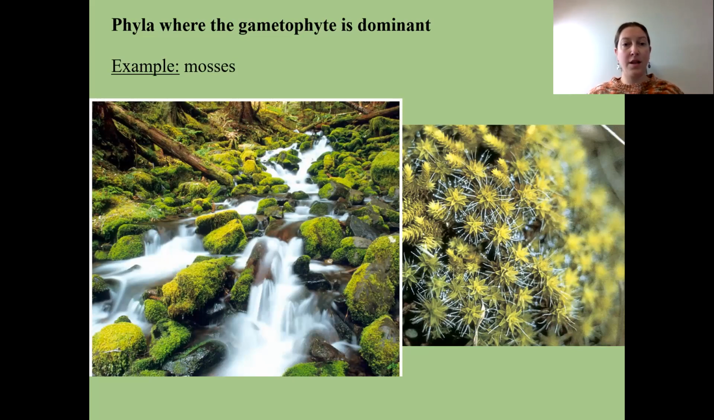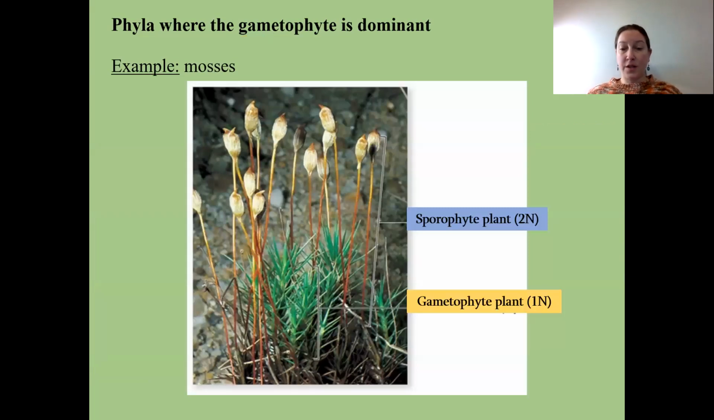Because in mosses, the gametophyte plant is dominant, right? There's a close-up right there on the right, that green stuff. That green stuff, that's the gametophyte plant. You can see it with your naked eye. Just to give you a preview for when we start learning about mosses. The gametophyte plant in mosses is the fluffy green thing.